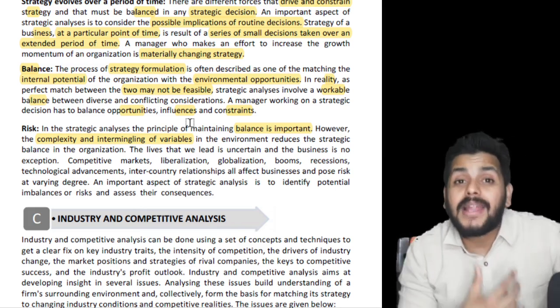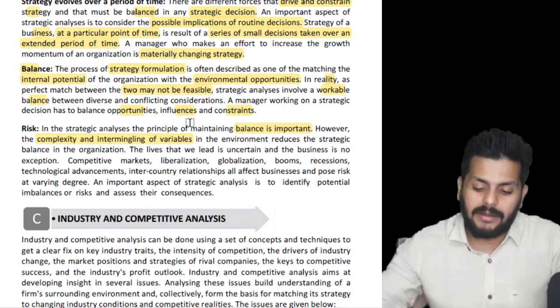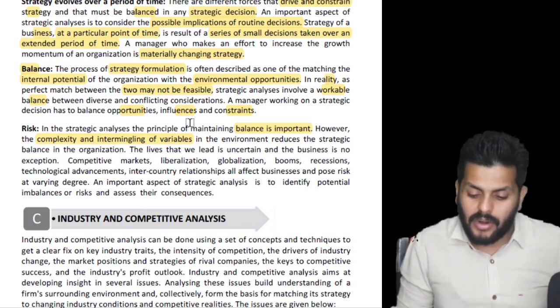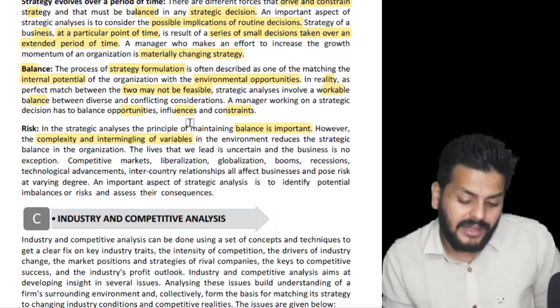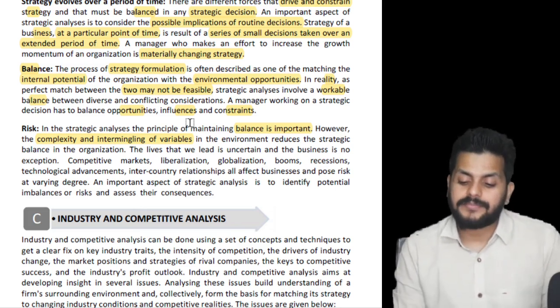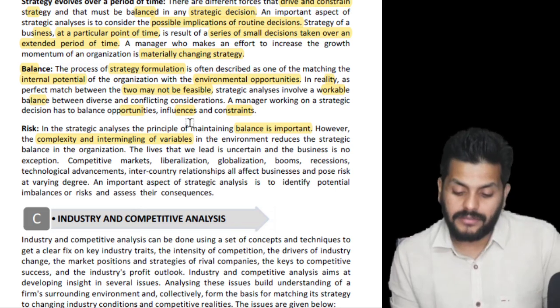The complexity and intermingling of, underline the word intermingling, which means coming together of. Those of you who want to write it down, please write down: intermingling, coming together of the variables in the environment, and reduces the strategic balance in the organization.